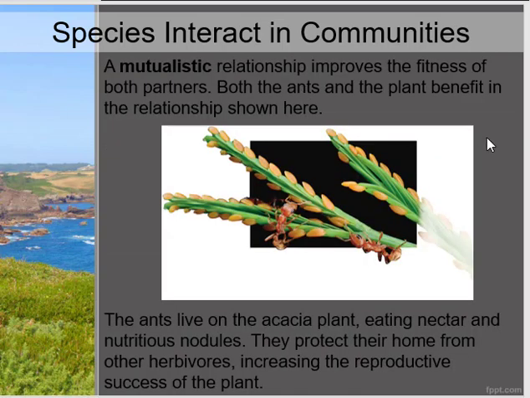A mutualistic relationship improves the fitness of both partners. The ants on this acacia plant eat the nectar that the acacia provides while protecting the acacia from anything eating it. If something tries to eat that plant, these big red ants will attack them.